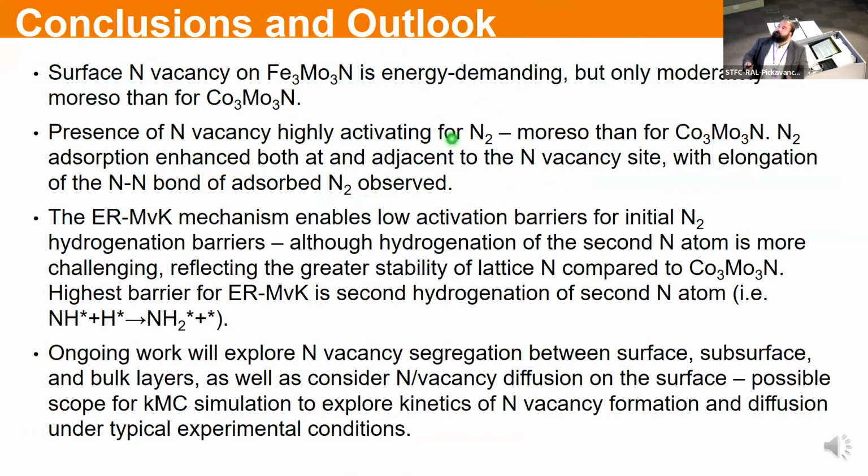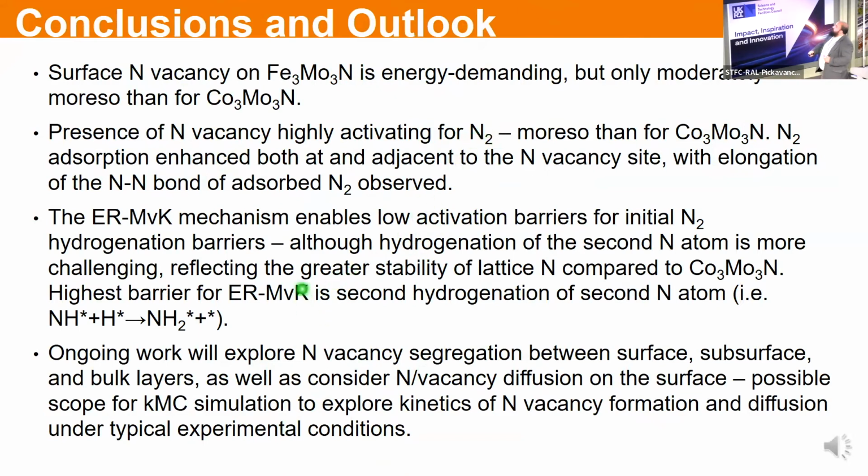on the iron molybdenum nitride surface is energy demanding, but only moderately more so than cobalt molybdenum nitride. So we can't rule out the possibility of nitrogen vacancies playing an important role in facilitating this Mars van Krevelen mechanism. As I said, a kinetic Monte Carlo simulation might help. I was discussing with a colleague about maybe moving on to that at some point.